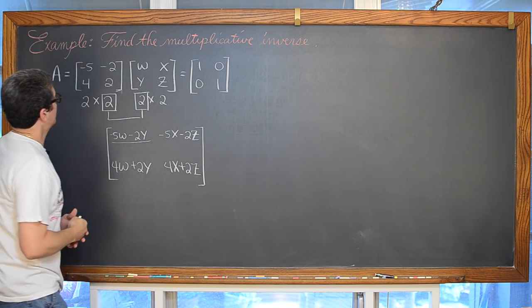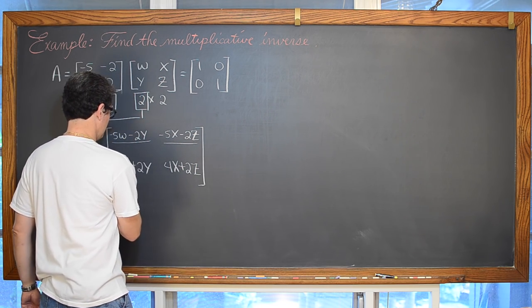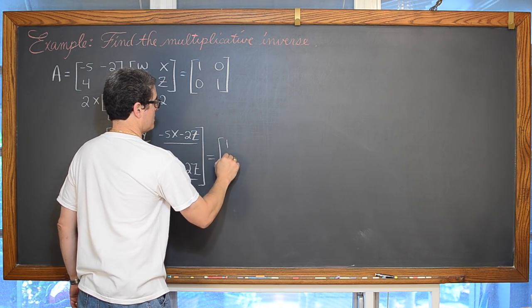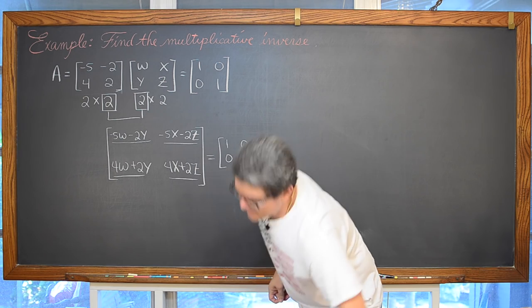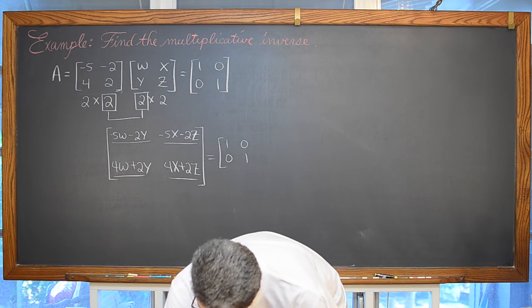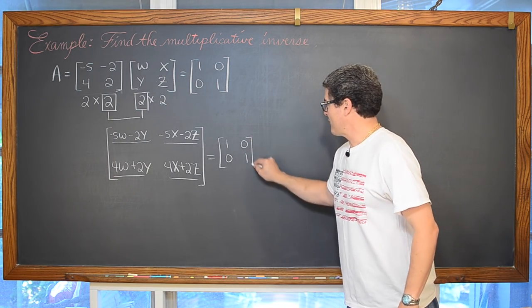Okay, now that is going to need to be equal to the identity matrix of 1, 0, 0, 1. Let me just make sure I haven't done something silly here, because I'd hate to work all this out and realize that I've made a mistake. Okay, I have not, except I forgot my square bracket.